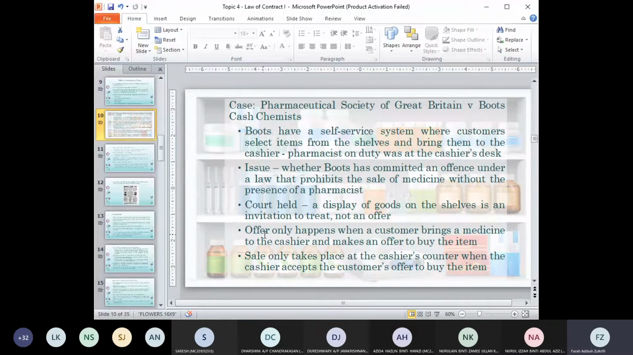When you take it, put it in your cart, and go to the cashier, that is when you make an offer. So the buyer makes an offer to buy the things. And then the cashier, when they scan the product and receive the money, that is when they accept the offer. So putting a display of goods on the shelf is still an invitation to trade, not an offer. The offer only happens when a customer brings a medicine to the cashier, and the sale only takes place at the cashier's counter when the cashier accepts the customer's offer to buy the item. So this is about invitation to trade, when offer happens, and when acceptance happens.